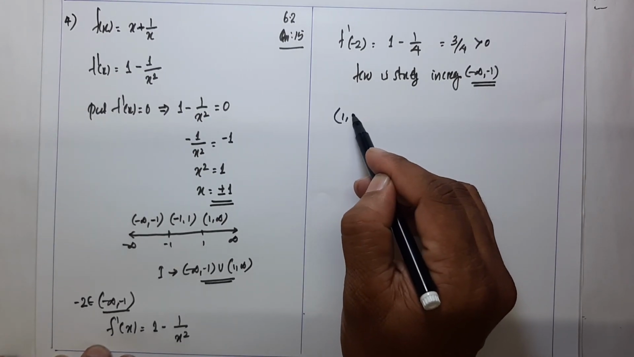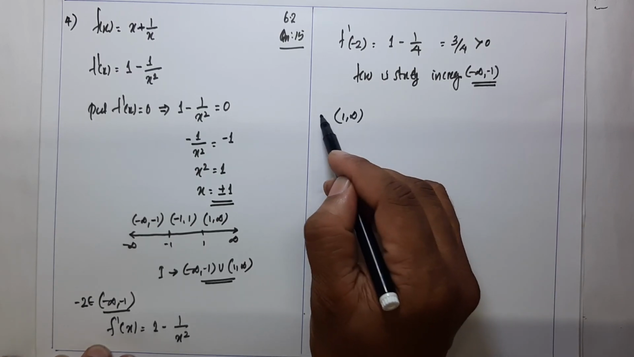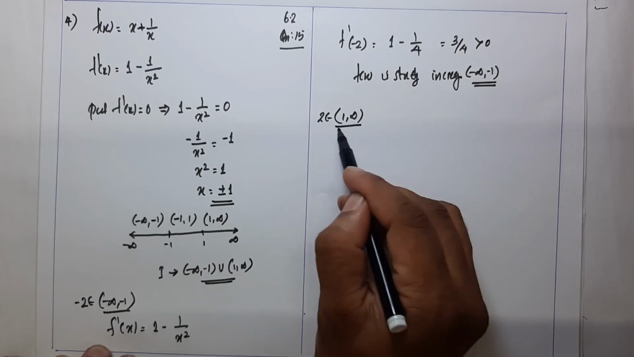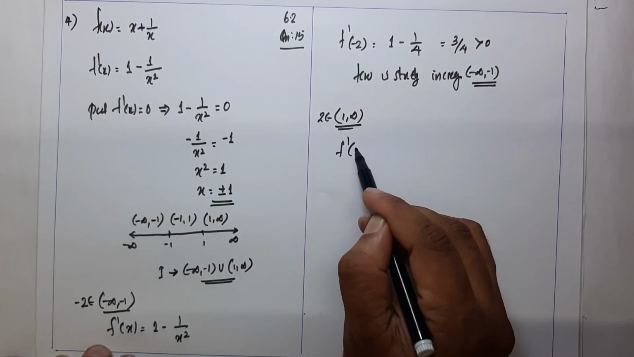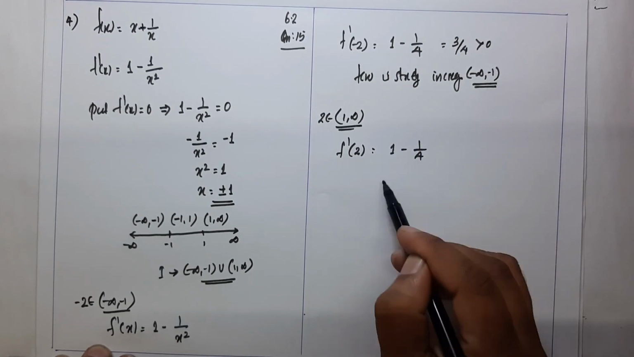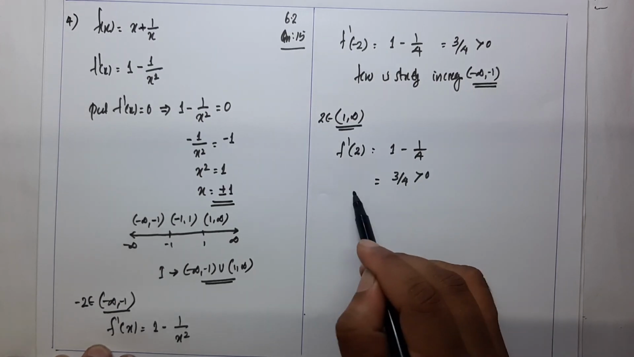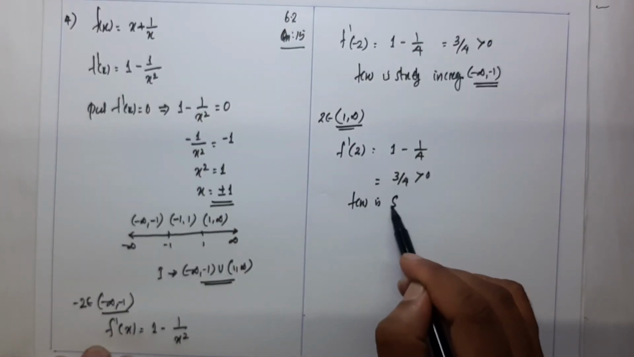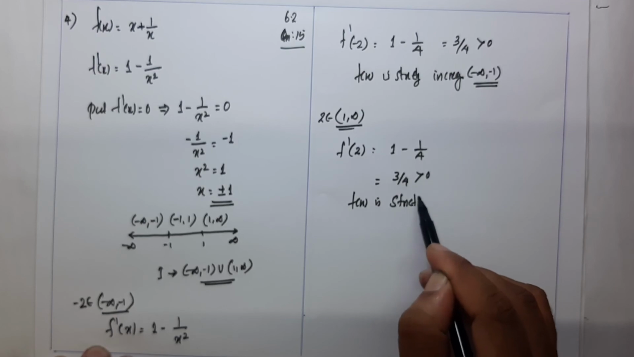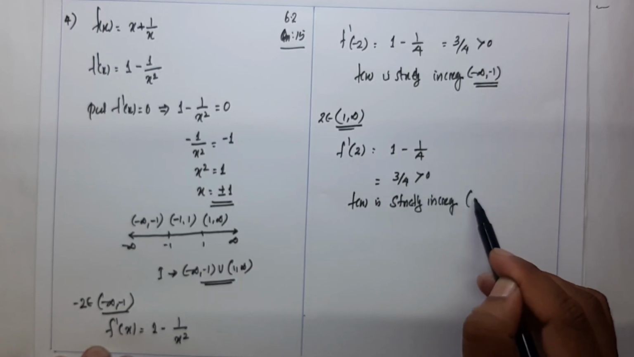So we select the next interval, 1 to infinity. You take any point lying between 1 and infinity, suppose you take 2. It's very easy. Now find f dash 2, that is 1 minus 1 by 2 square, which is 1 minus 1 by 4. We get the answer 3 by 4, which is greater than 0, and therefore our function is strictly increasing in the interval 1 to infinity.